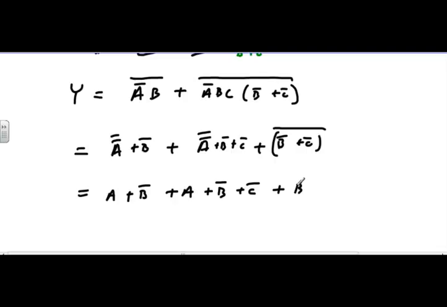or B double naught, C double naught. Okay, I only need one A and I only need one B naught. So A or B naught or C naught or B C.